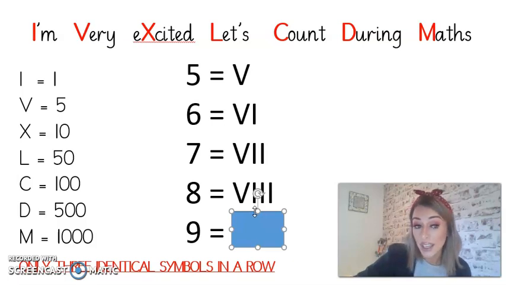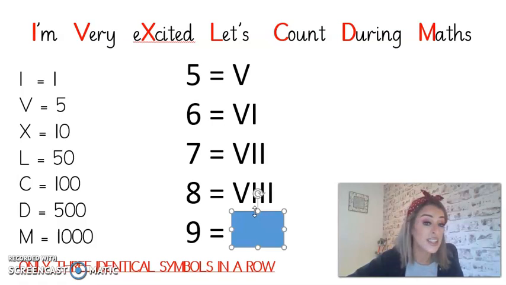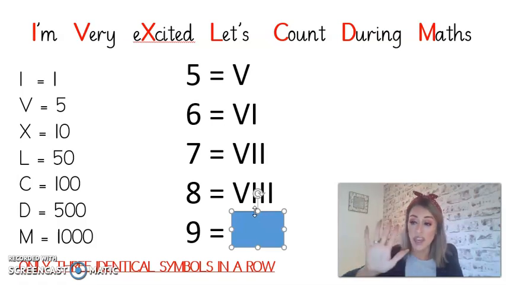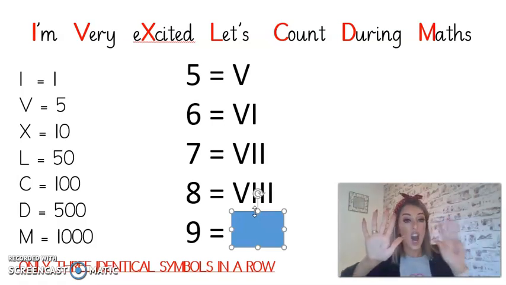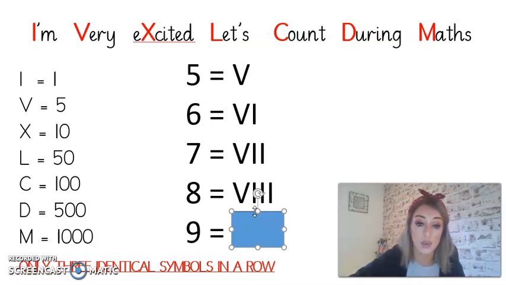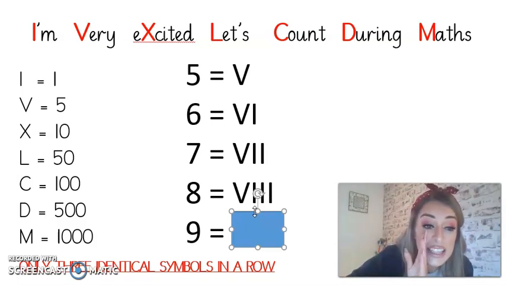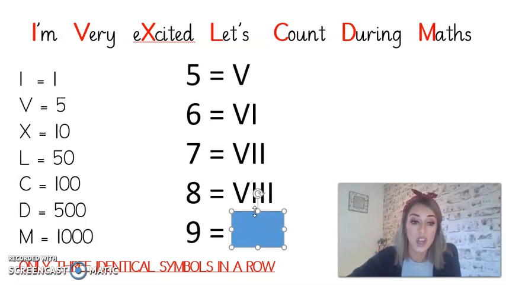Now, number 9 is a little bit trickier. I'm going to give you a clue. The answer is not VIIII. That is not the answer because remember our rule, we can only have 3 identical symbols in a row. So I'm going to give you another clue. You need to use the letter X in this number, okay? What do you think it could be?